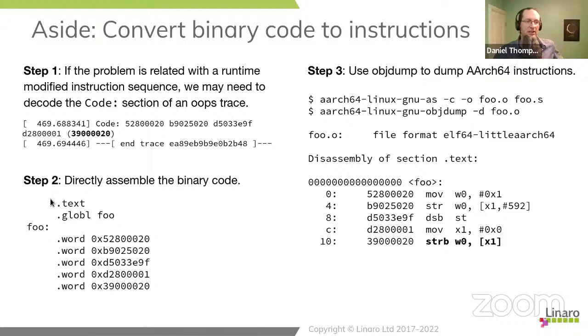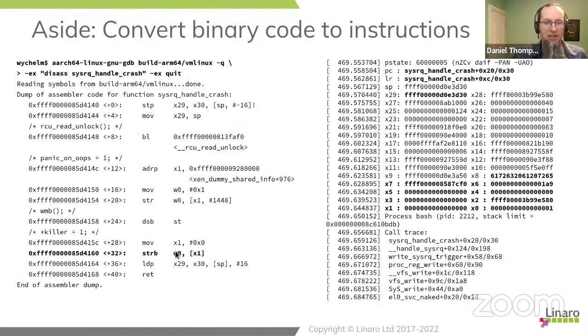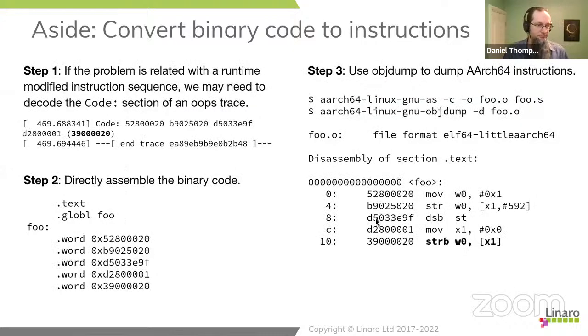We can effectively convert those words. We could use a script to convert them and produce a fragment of assembler, we could assemble the fragment, and then we could disassemble the fragment, and we would see the opcodes that it was running. In this case, you can see the str w0, [x1], which is the same str w0, [x1] that we got when we disassembled the same code to find out what was going on in this particular example here.